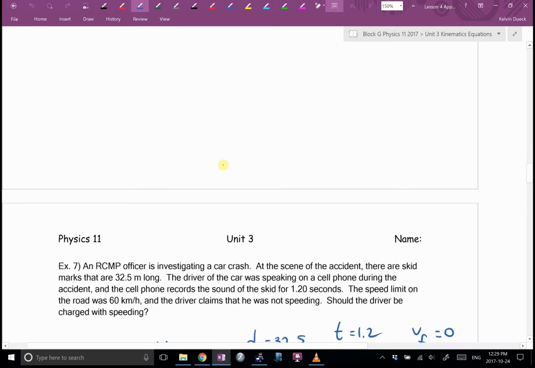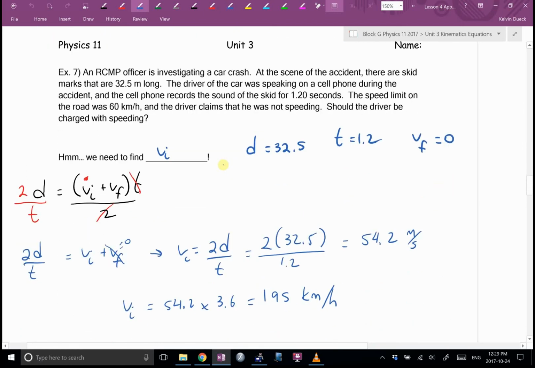We looked at RCMP crime investigation. I did say we had to fudge things a little bit. This whole catching the sound of the skid for 1.2 seconds, that's a bit of a fluke. Later on this year, you will have enough physics that just from the skid lengths themselves, you'll be able to calculate the minimum speed the person must have been going when they hit the brakes. But I've got to give you some more stuff.